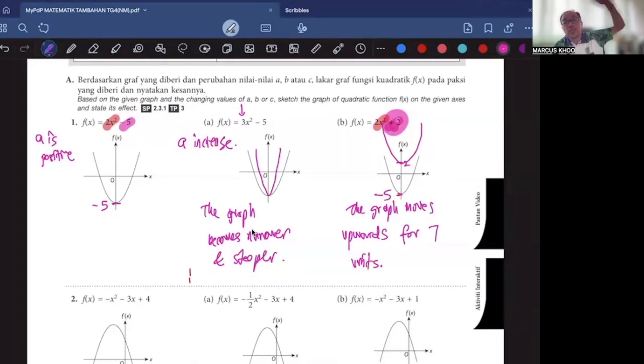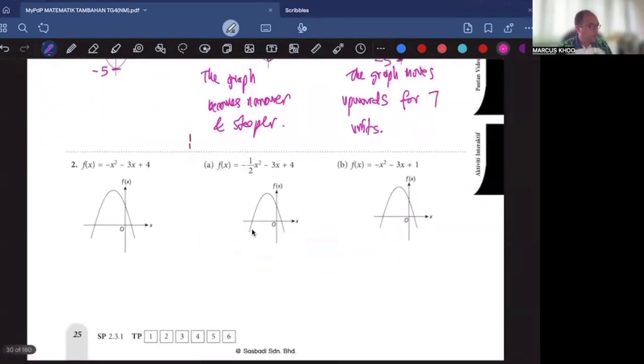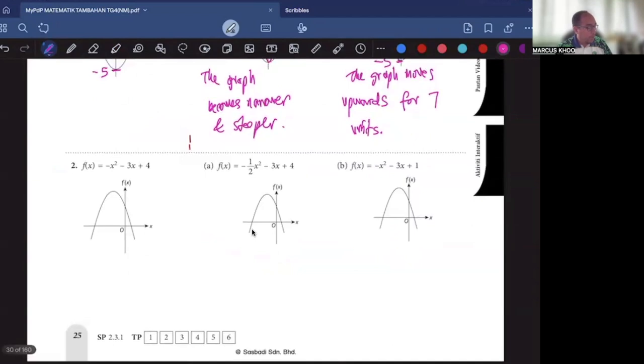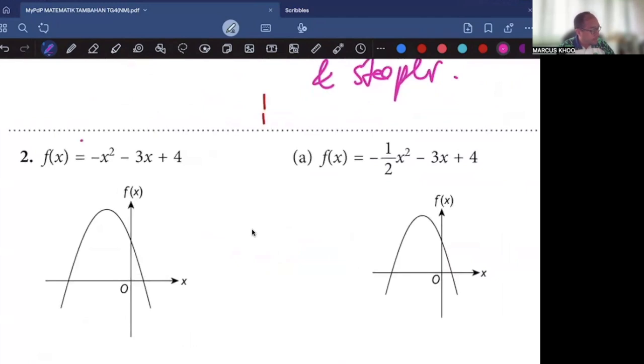Okay, so there's 7 units upwards. So yeah, the graph moves upwards for 7 units. Okay, situation number 2. First of all, our A is now a negative number, and since there's no number in front here, this is negative 1x squared.